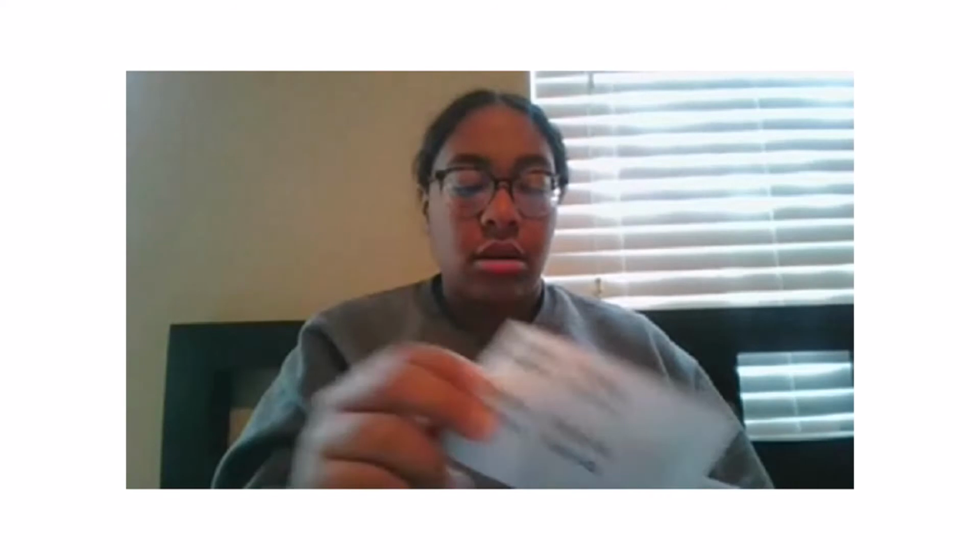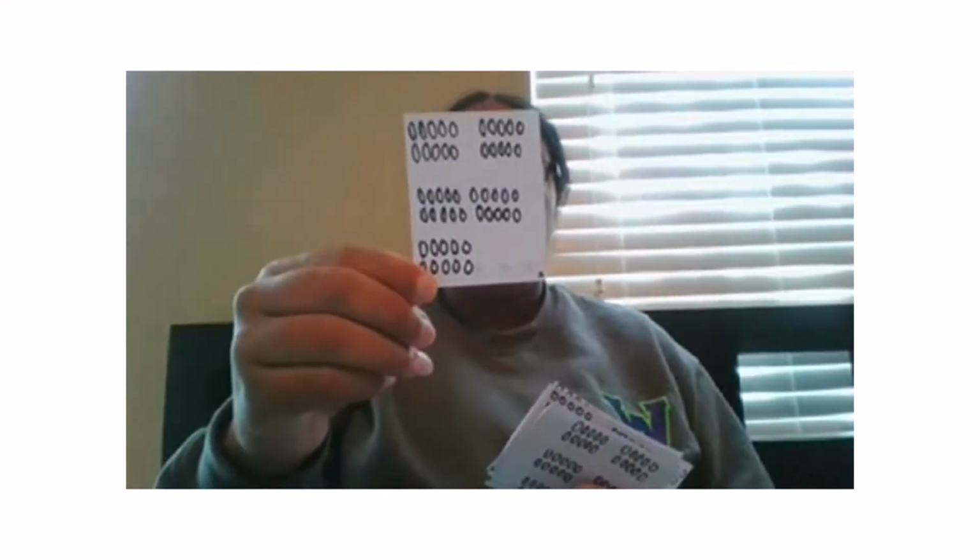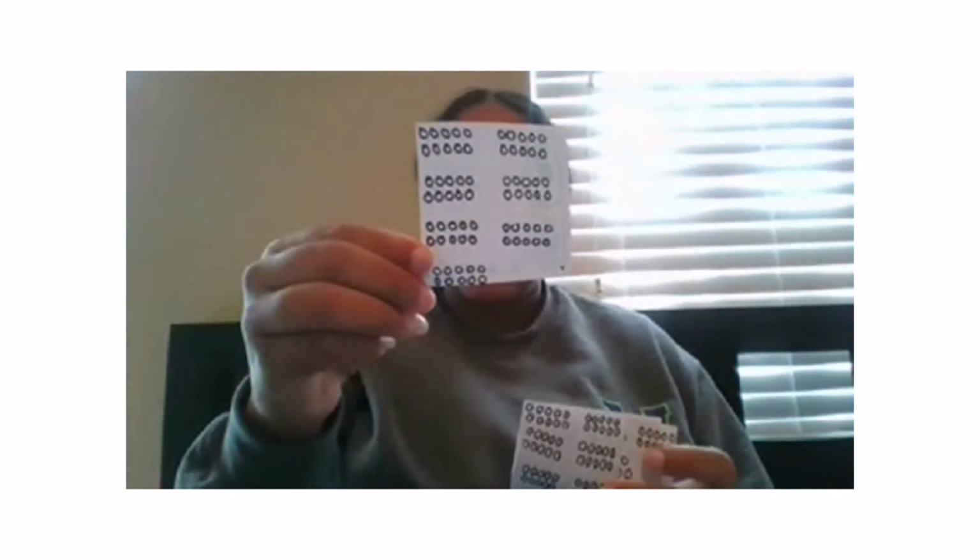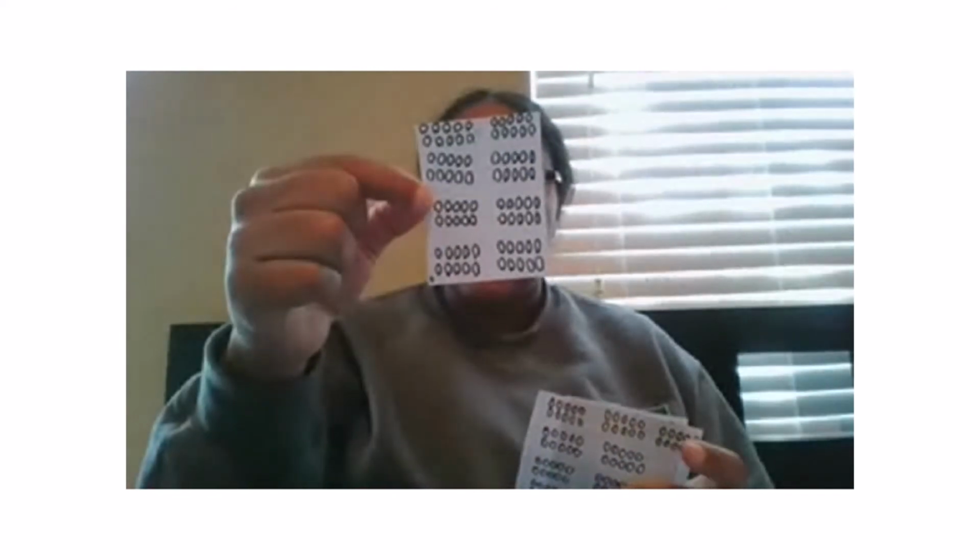Now we're going to count it the say-ten way. So 1 ten, 2 tens. Let's go ahead and get started with that. 1 ten, 10. 2 tens, 20. 3 tens, 30. 4 tens, 40. 5 tens, 50. 6 tens, 60. 7 tens, 70. 8 tens, 80. 9 tens, 90. 10 tens, 100.